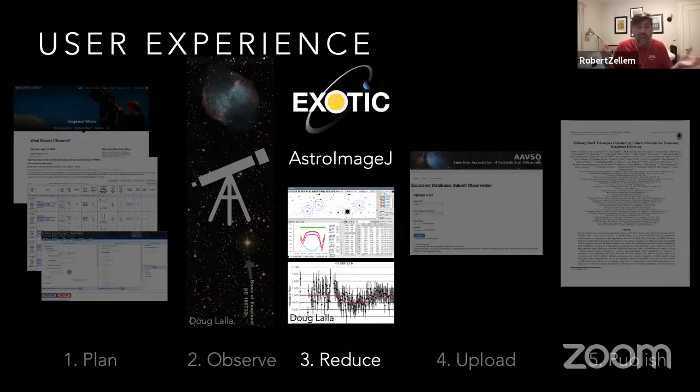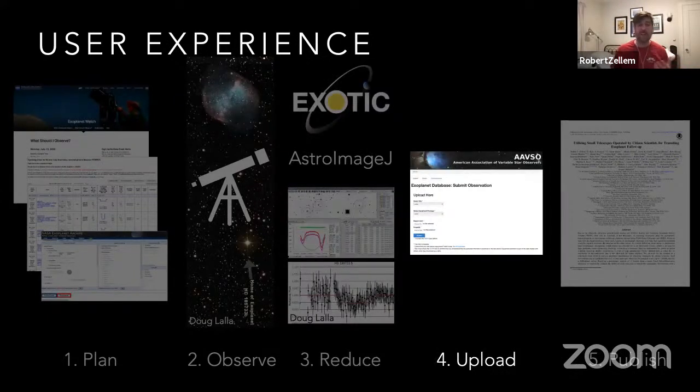You're free to use any sort of data reduction code you want. If you want to use AIJ, AstroImageJ, you can. Or use our own homegrown one called EXOTIC. Use whatever you want. The only thing that matters at the end of the day is that it's in the right data format for upload to the AAVSO.